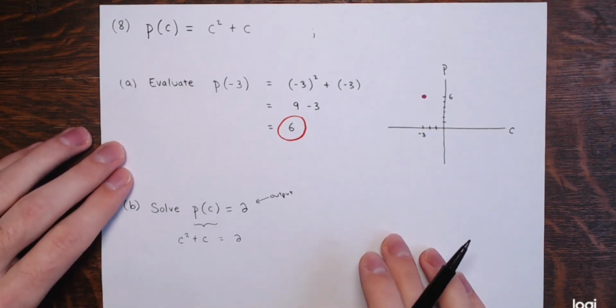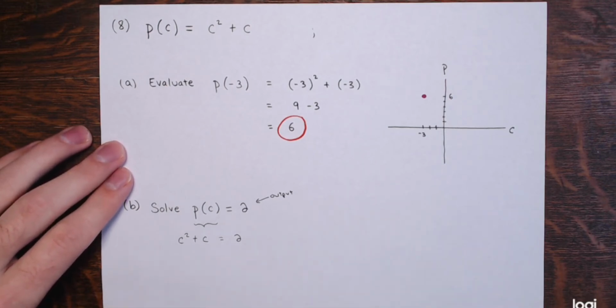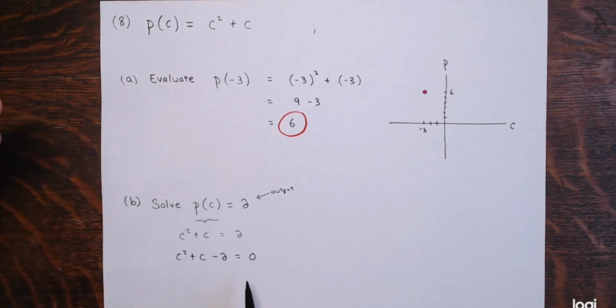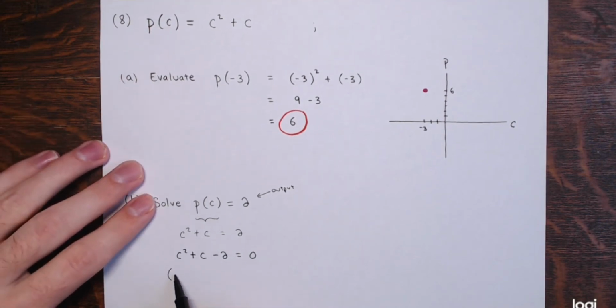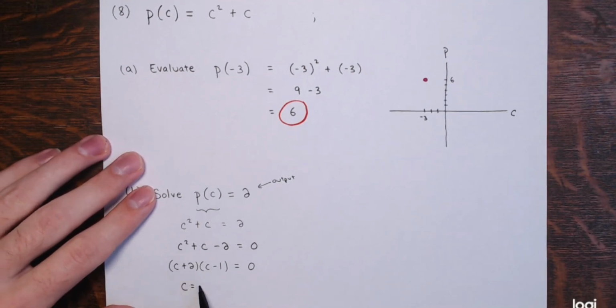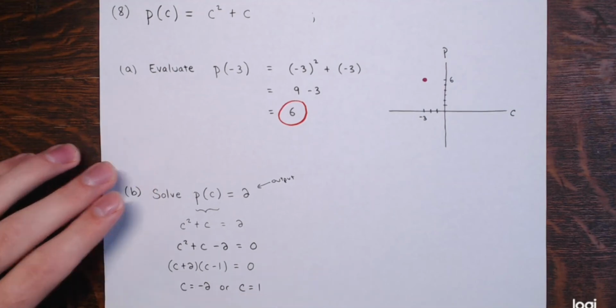Now you can solve it by completing the square. You can get everything to one side and use the quadratic formula, or try factoring. I'm going to get everything to one side here. c squared plus c minus 2 equals 0. And again, you can use the quadratic formula here if you remember, or factoring. This actually factors nicely. This is c plus 2 times c minus 1. And the only way a product is equal to 0 is if one of the factors is 0. So c is either negative 2, that would make the first factor 0, or positive 1. And there are your solutions.